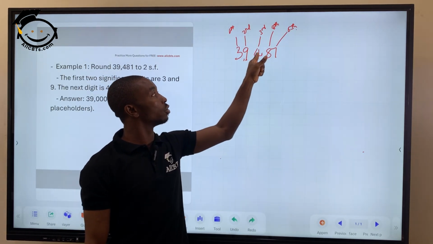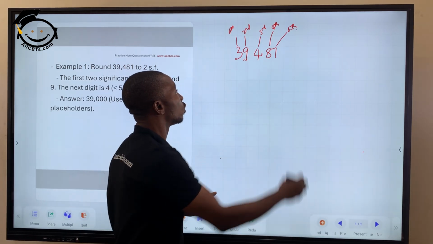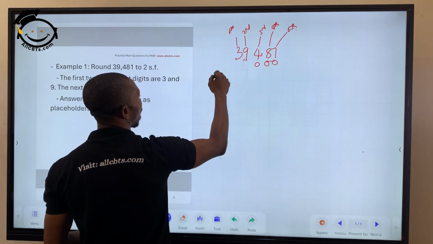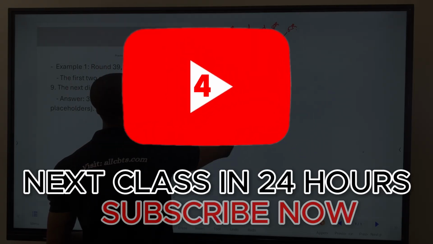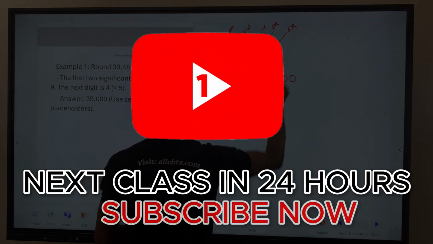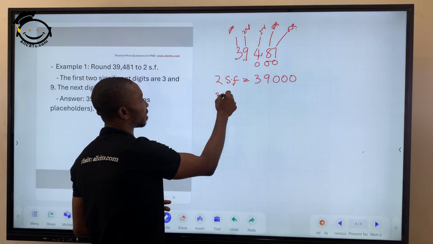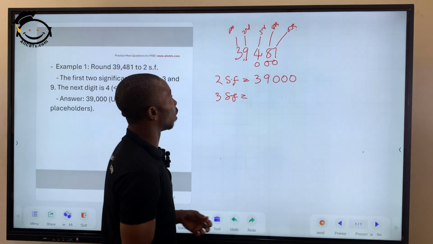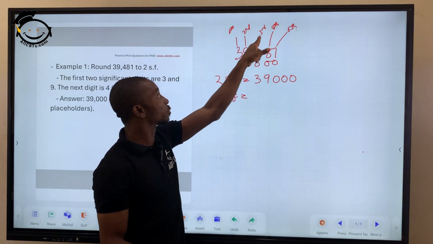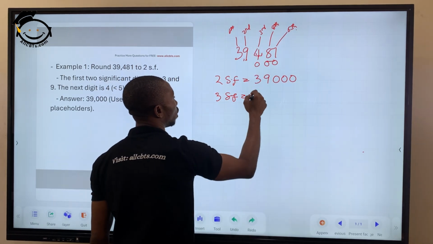Now, the next one we are considering, 4, the third significant figure. Is it up to 5? No. So we replace all this with 0. So our two significant figures will become 39,000. Okay? If you are asked to do 3 significant figures, this is our third significant figure. The next one to it is 8. It's up to 5. So we convert it up and make it 1. So this becomes 39,500.